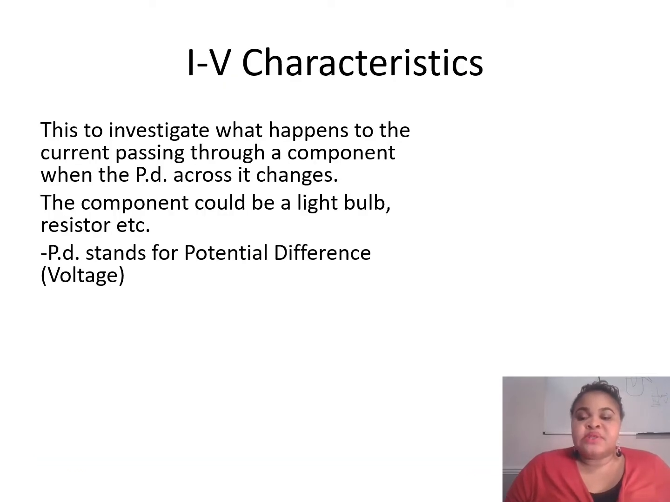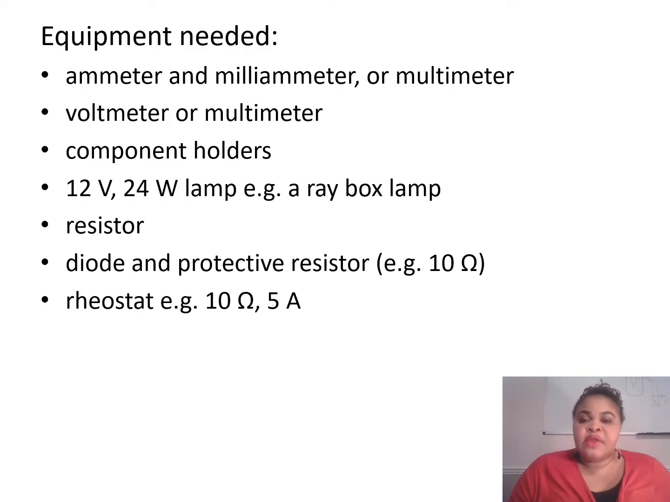The other practical is the IV characteristics, I being current and V being voltage. So it's to investigate what happens to the current passing through a component, for example, a lamp is a component, when the potential difference across it changes. The equipment you need is as follows.